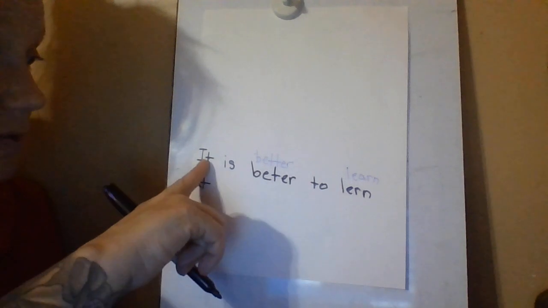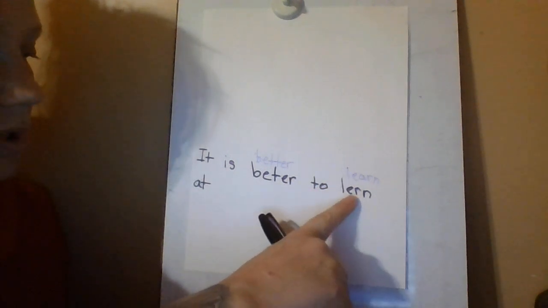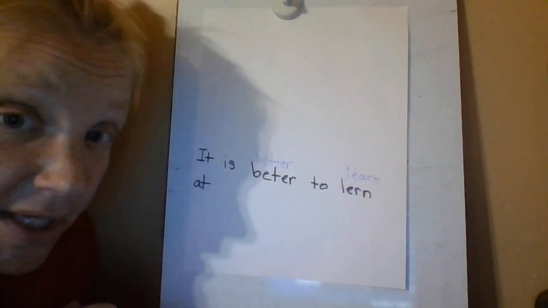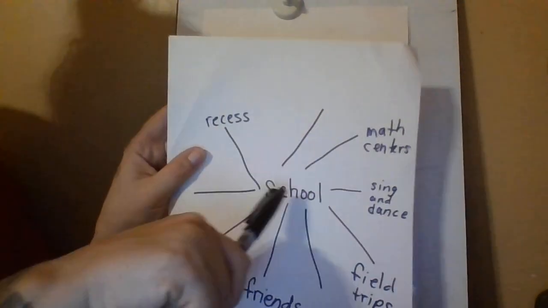Now, let's see if we have all six. 1, 2, 3, 4, 5, 6. Let's read it. It is better to learn at... Now, here's where we might have a different word. I put school on my web, because I thought it was better to learn at school.